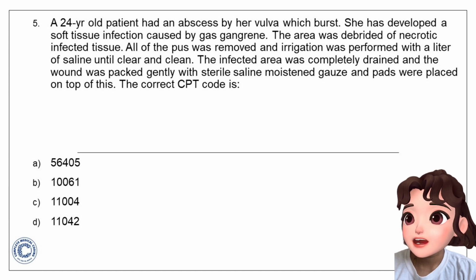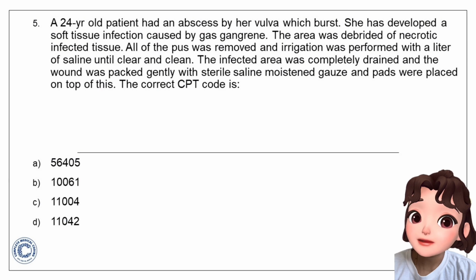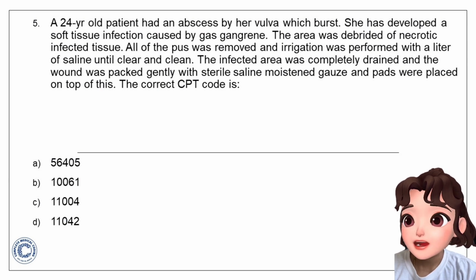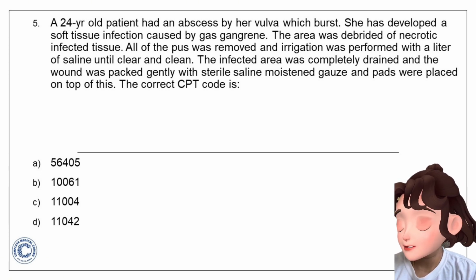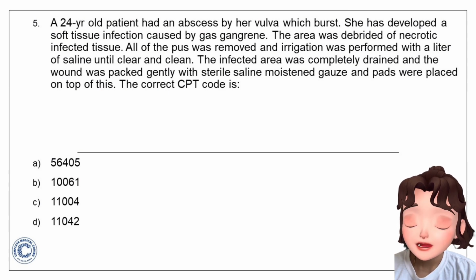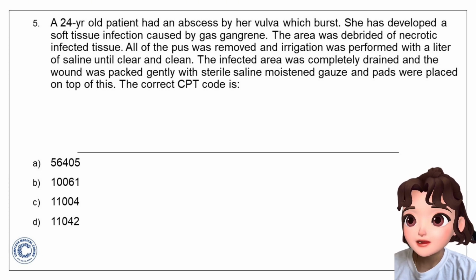Since this is a female genital related question, don't blindly think that the answer will be a female genital code, the 50,000 series, starting with 56. Without checking, don't mark option A. Go to option A, 56405. That is incision and drainage of vulva or perineal abscess. You have to check the other codes also.